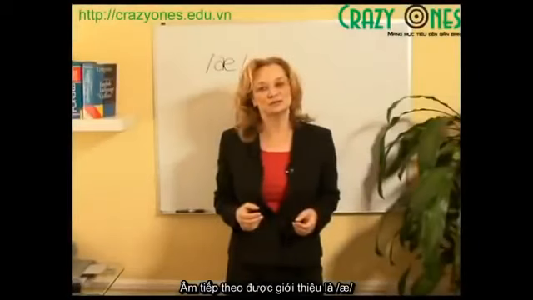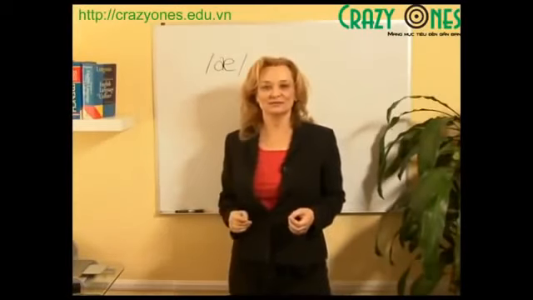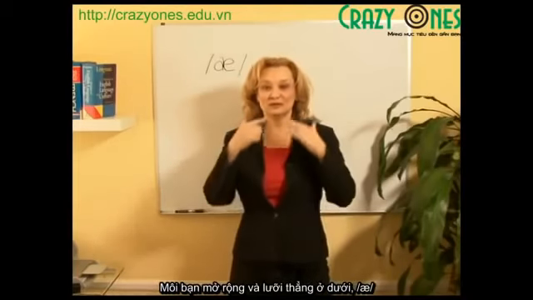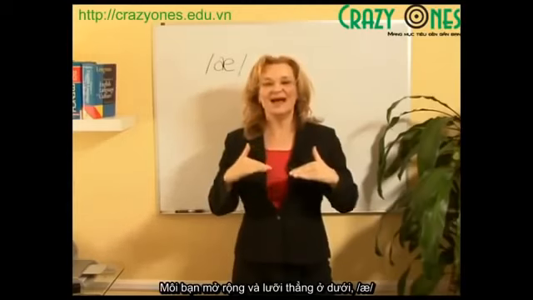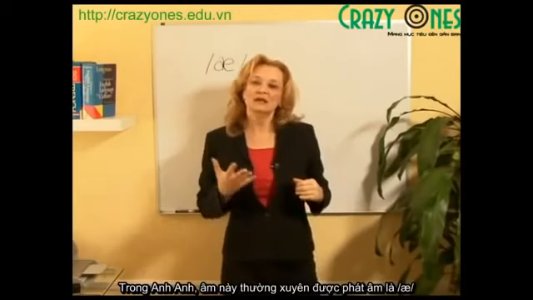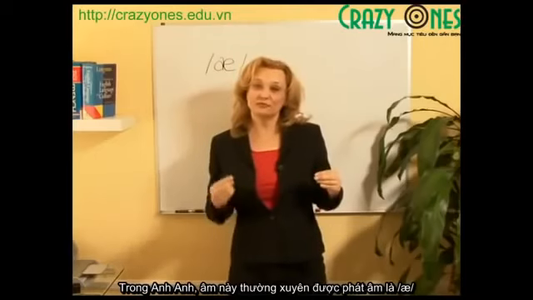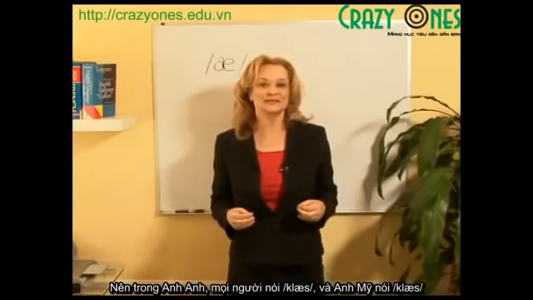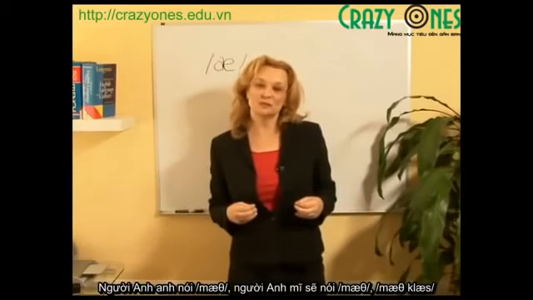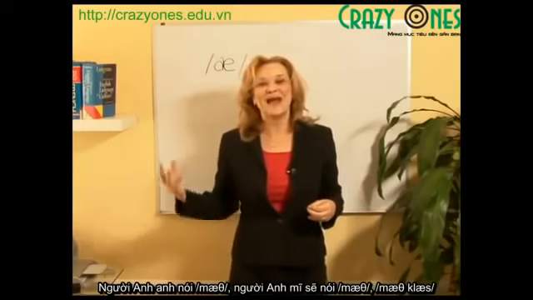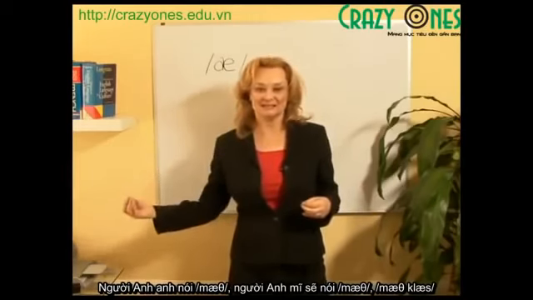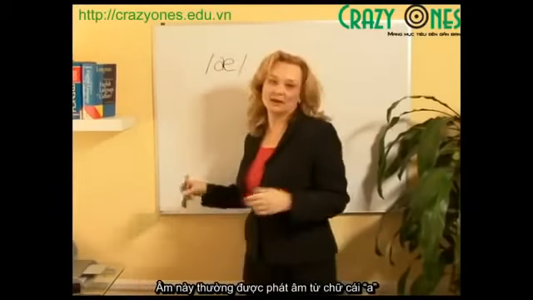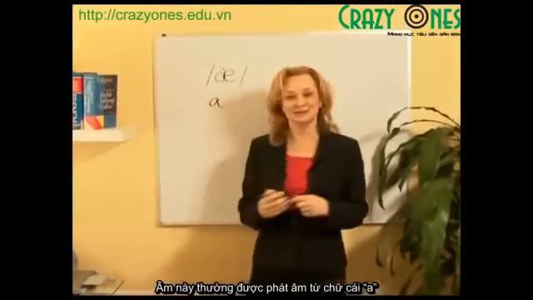The next sound we're going to look at is the ae sound. Repeat after me. So your lips are open and your tongue is down and your tongue is tense. In British English, this sound very frequently sounds like ah. So British people say class, Americans say class. British speakers say moth, Americans say math. Math class. So your mouth is open and your tongue is down. The common spelling pattern for this word is the letter A.